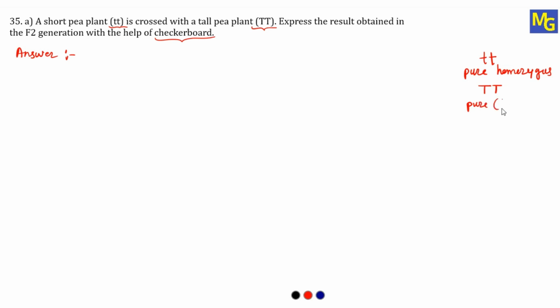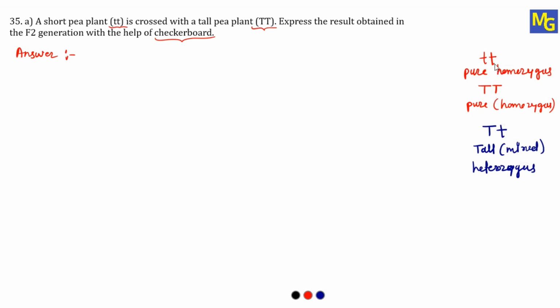This is also pure and this can also be called homozygous because both are capital T. But if one is capital T and one is small t, this is also showing the tall characteristic, but it is not pure, it is mixed. You can see here one is capital T, one is recessive, one is dominant, so it is mixed. This is called heterozygous. I hope you understood, don't get confused.